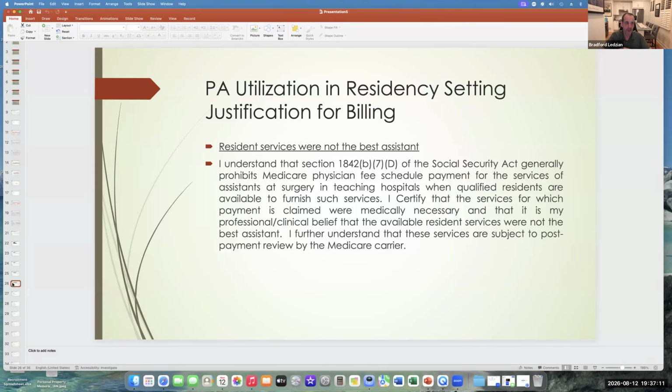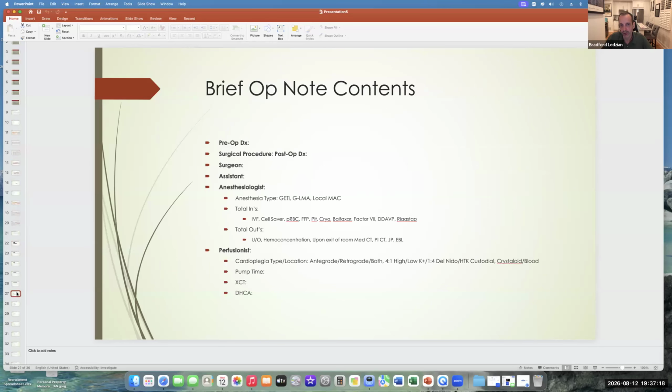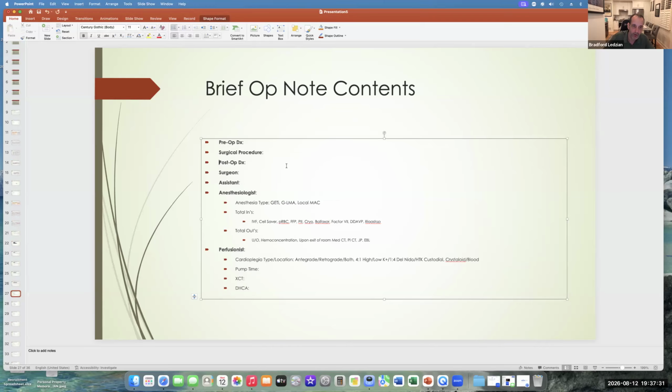So we're going to shift gears a little bit and talk about documentation within brief operative notes as well. Your brief operative note should contain certain things, and certain things are mandatory. Preoperative diagnosis, surgical procedure, and postoperative diagnosis are all necessary to document. And your pre-op diagnosis and your post-op diagnosis might not be the same thing, or the post-op diagnosis may have additional findings.